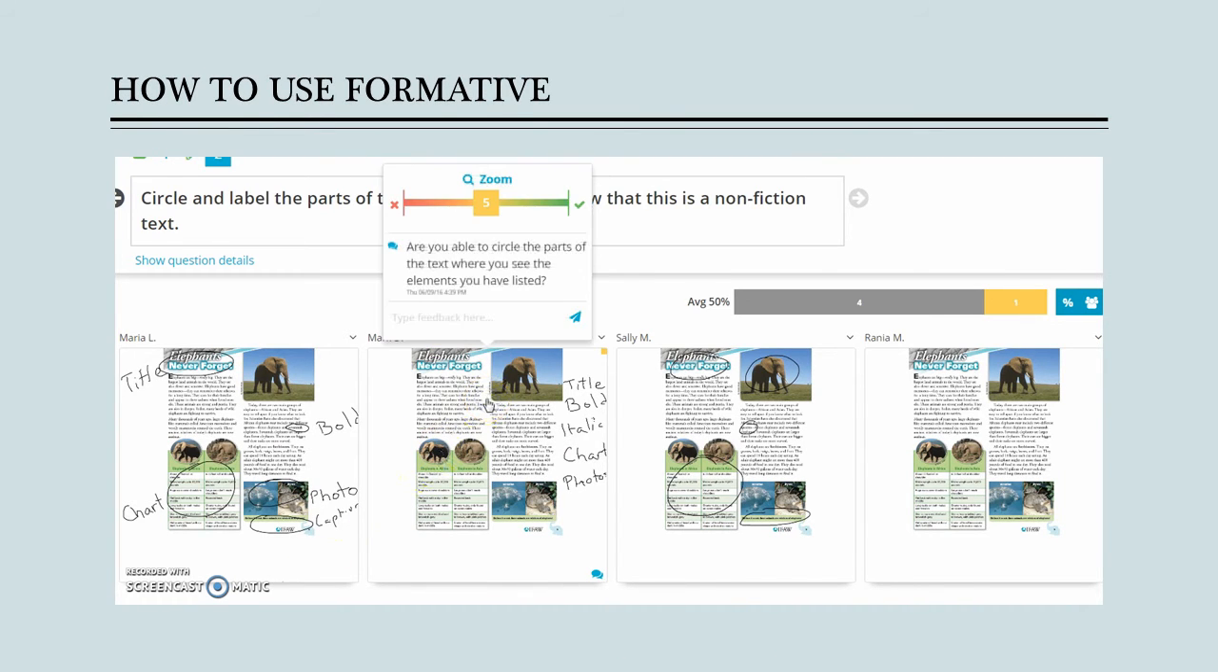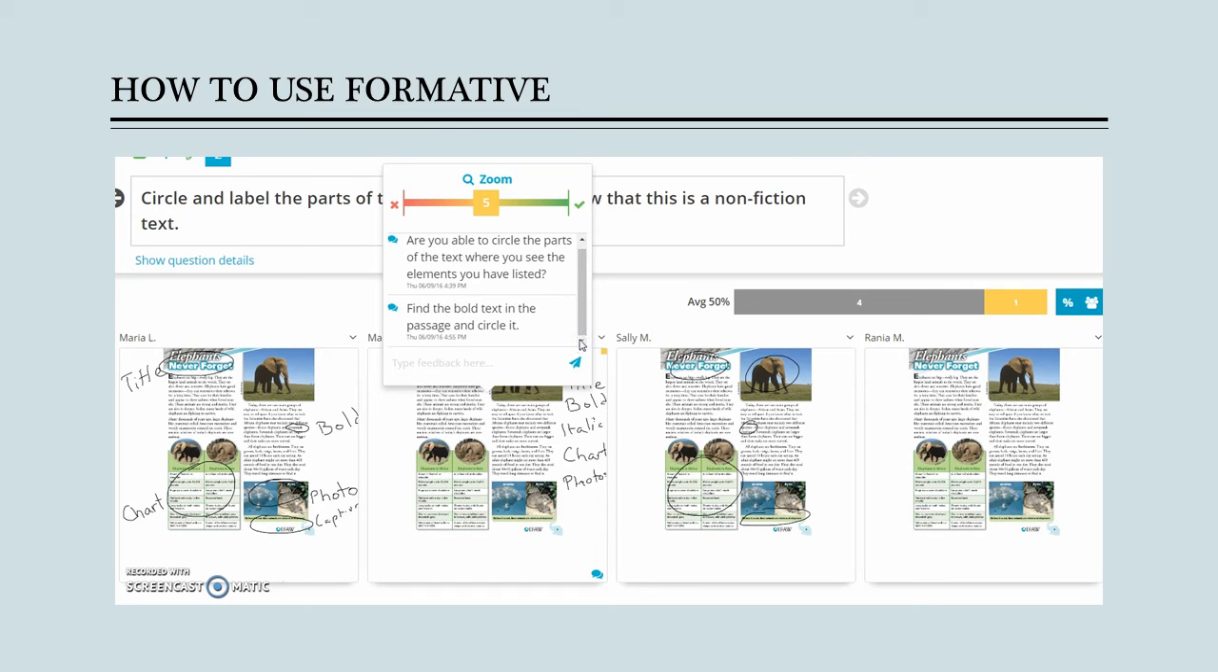Like the name implies, formative is essentially a tool that can be used to provide constructive feedback to learners in real time. The whole idea behind formative is to provide feedback while the students are working so that the feedback can be used to improve performance.